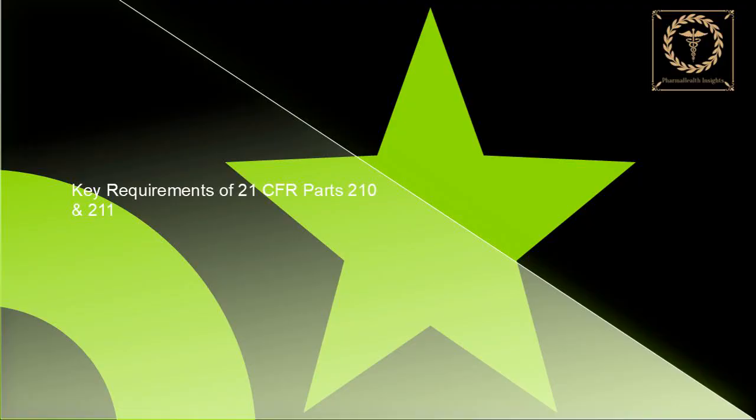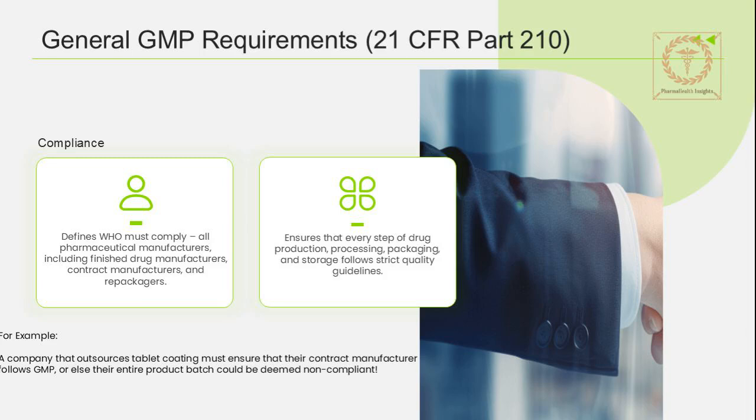Next, we'll cover the key requirements of 21 CFR Parts 210 and 211 to ensure compliance. Part 210 defines who must comply: all pharmaceutical manufacturers, including finished drug manufacturers, contract manufacturers, and repackagers. It ensures that every step of drug production, processing, packaging, and storage follows strict quality guidelines. For example, a company that outsources tablet coating must ensure that their contract manufacturer follows GMP, or else their entire product batch could be deemed non-compliant.